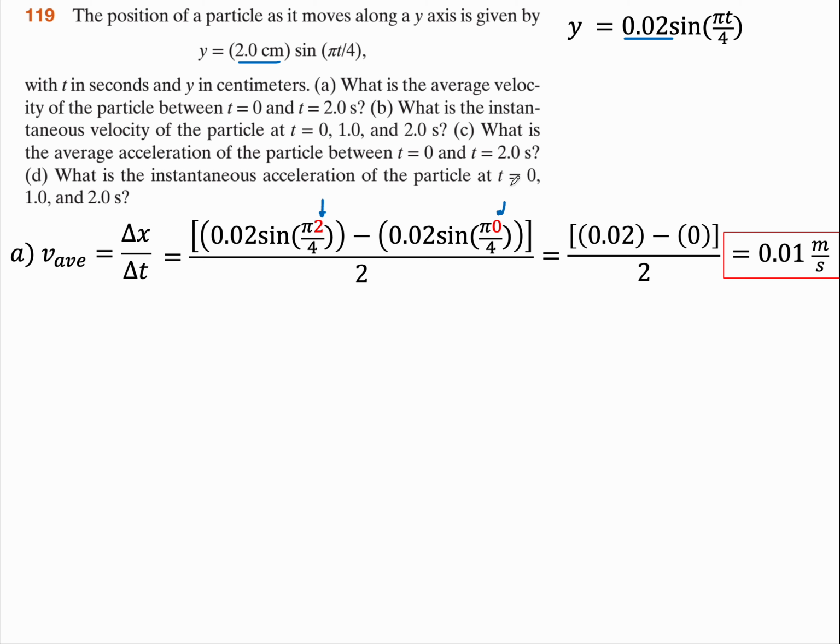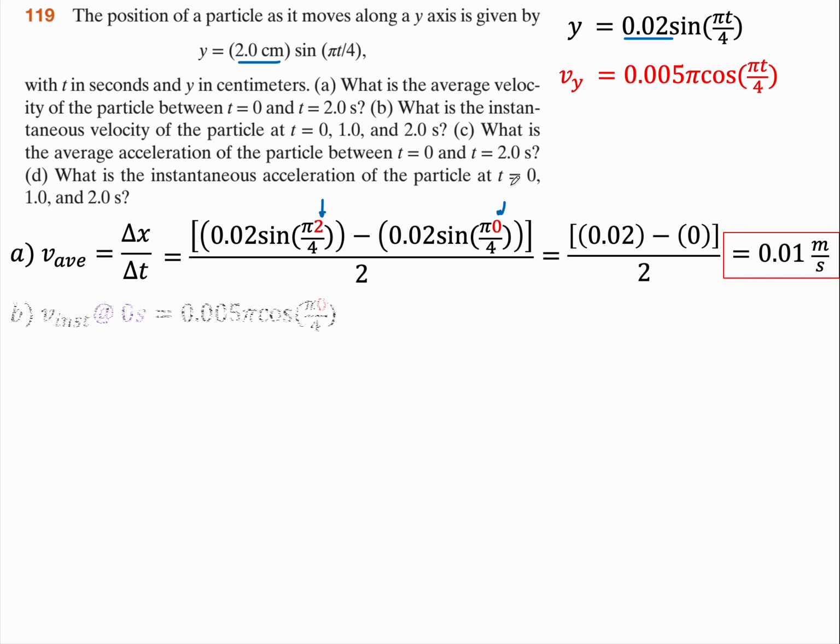B asks, what's the instantaneous velocity? Well, instantaneous velocity, we need the slope of the graph at that instant. To do that, we'll take the derivative of the y position. So I'm going to call this v sub y because it's the velocity in the y direction. Remember, we just take the pi over 4 out of the interior there, move it in front. So the pi ends up there. 0.02 divided by 4 is 0.005.